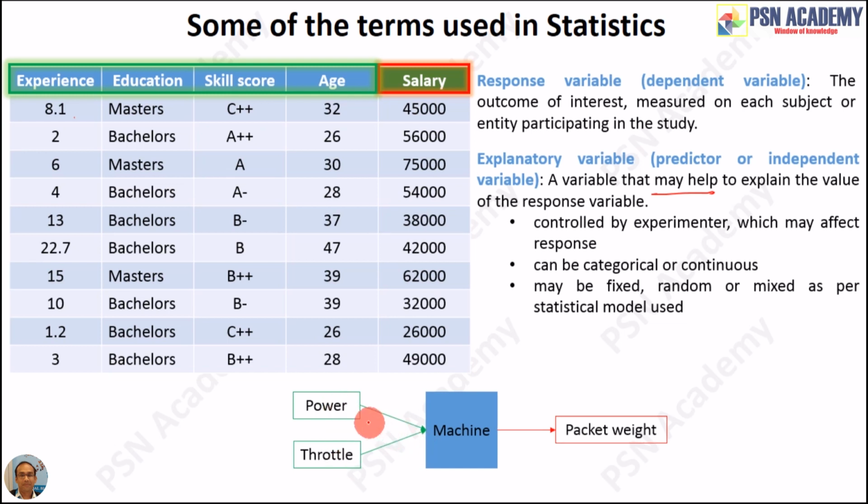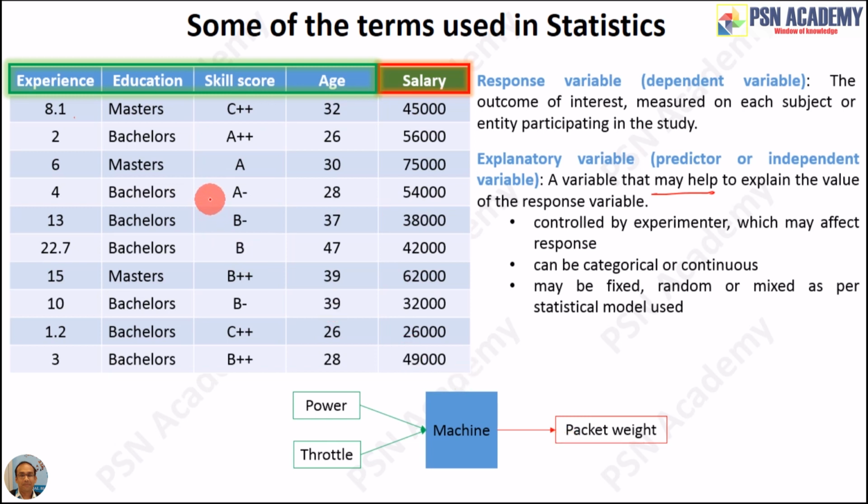Now the experimenter can change the power, that is the voltage or the ampere, or the throttle may be changed, and then the packet weights may be read to figure out whether there is a change in the packet weights due to a change in power or the throttle. If it is observed that there is a change in the packet weight due to a change in power or in throttle, then it can be inferred that the power and the throttle have an effect on the packet weights, right? So power and throttle will be the explanatory variables and the packet weight will be your response variable.